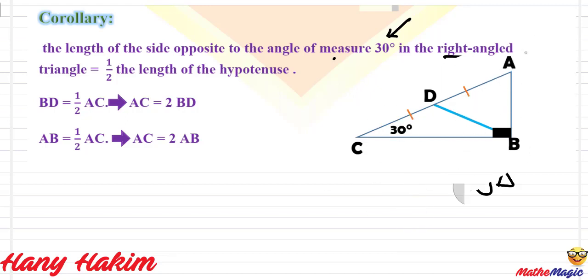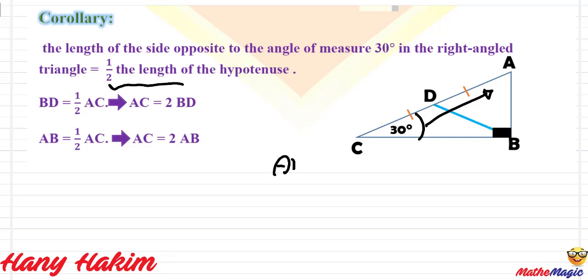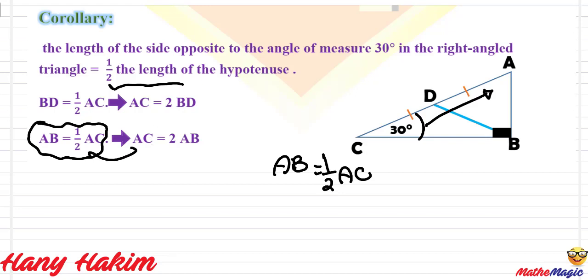So what will we find in it? It says the side opposite to an angle of measure 30, for example ABC is a triangle, measure of angle C is 30, the opposite side for that C equals AB. So what about it? It says that AB, which is opposite to 30, equals half the length of the hypotenuse, which is AC. So I can say that AB equals half AC, or by another method I can say that AC is double that AB.